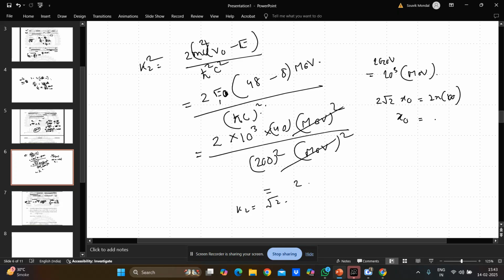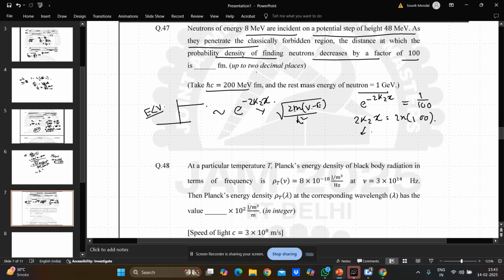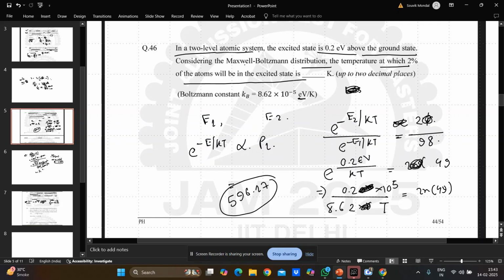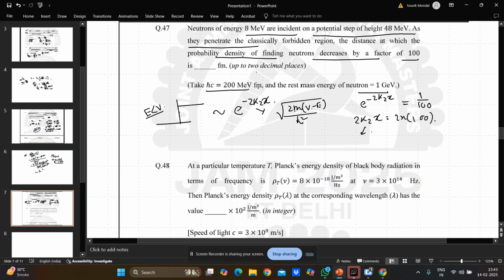Let me quickly do it. It will come around 1.63. So write accordingly if they are mentioning 2 decimal or 3 decimal; up to 2 decimal, you can put it 1.63. Yeah. Now, oh sorry, not 46, it is 47. Sorry, this is 596.17. This is for 1.63. Yeah.